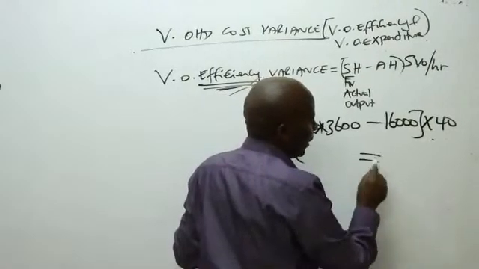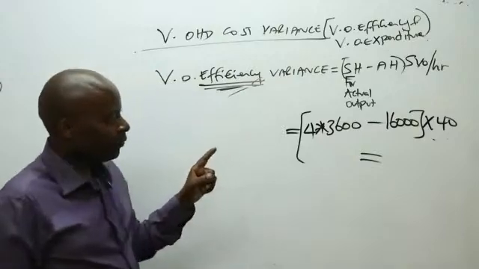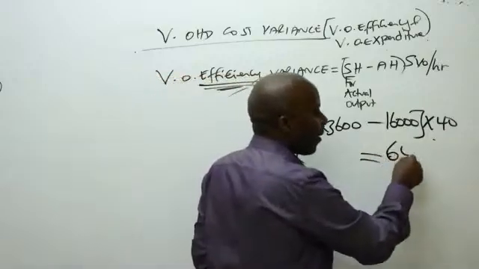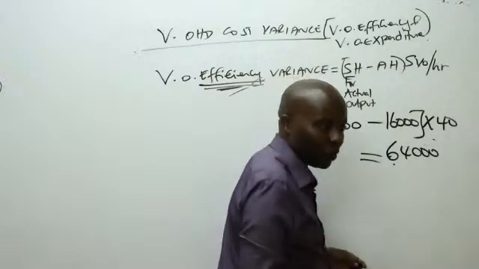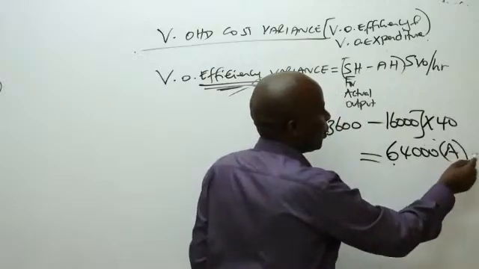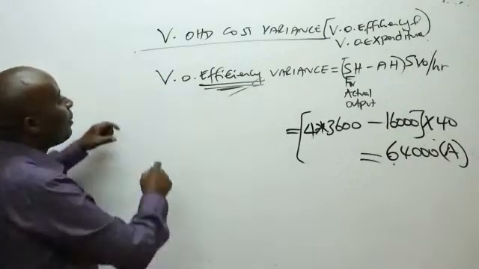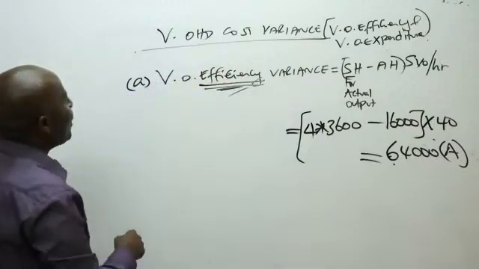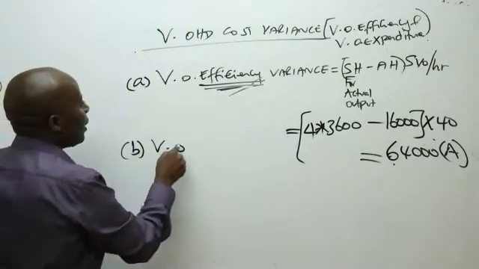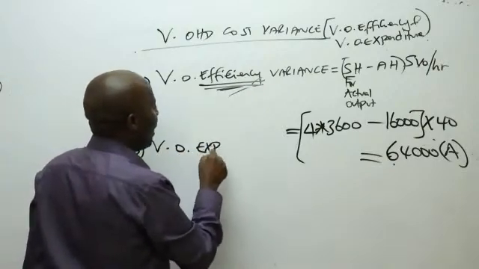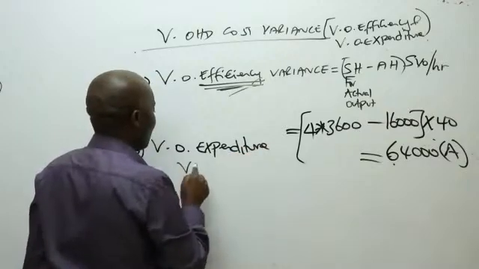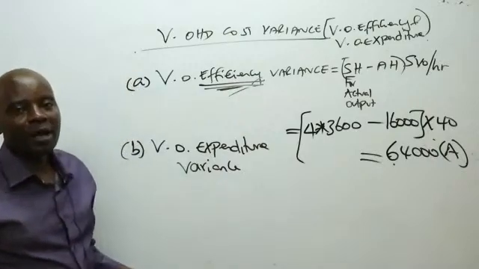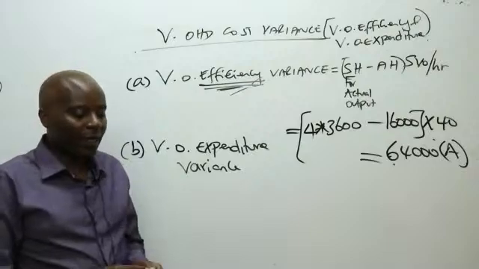So at the end of the day, imagine those students who gave me that figure were correct. What figure were they giving us? 64,000 at least. Majority have given that. 64,000 adverse or favorable? Adverse. Thank you very much. Remember, this is the first component of variable overhead cost variance. We have another component called variable overhead expenditure variance.